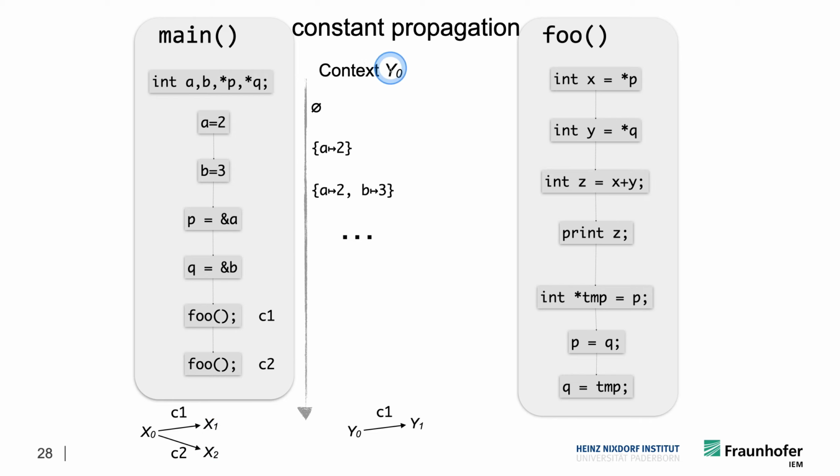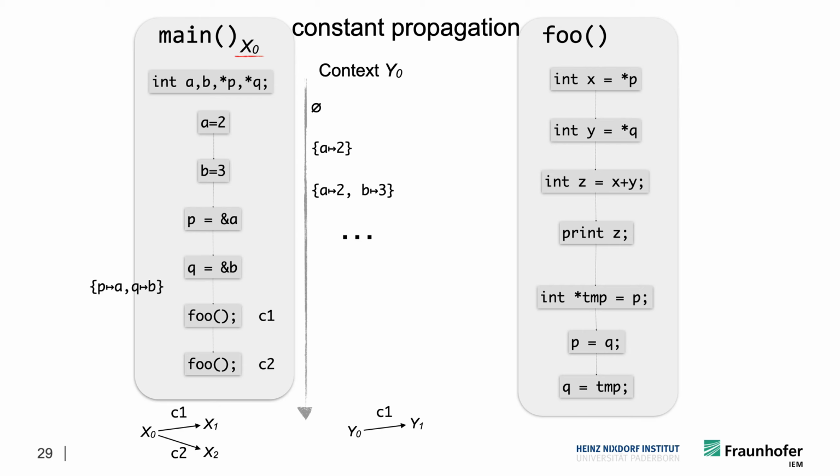Now I'm opening a new context, y0, which is a context for constant propagation in the main method. Okay. And at the beginning, we assume nothing is constant, then we learn that A is 2 and that B is 3 and so on. The pointer assignments don't really matter to us, and then we get to call site C1. And now we are opening a new calling context, y1, for foo.